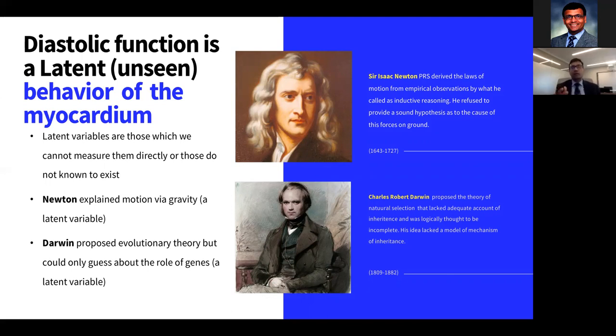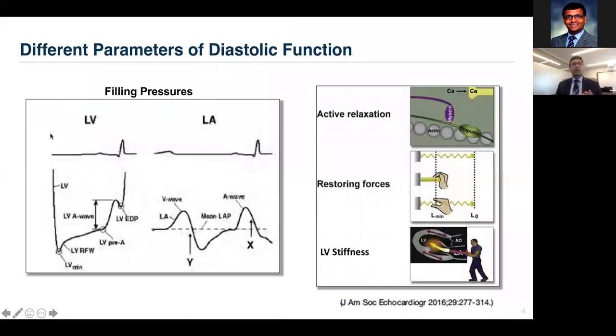In the same way, the myocardial dysfunction or the diastolic dysfunction is a latent variable which you cannot directly measure, but you can understand by different properties that are associated with that phenomenon. So if you understand that concept, it becomes much easier to comprehend that diastolic dysfunction requires multiple parameters to be understood, because we do not have a single measure that characterizes it with precision. There are different parameters that can be used for describing diastolic dysfunction.